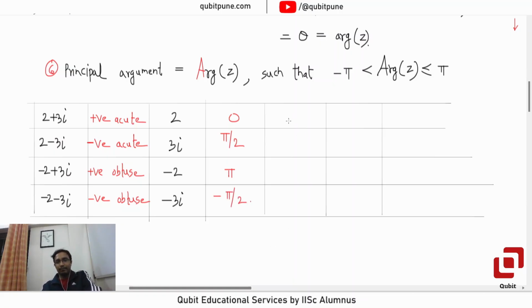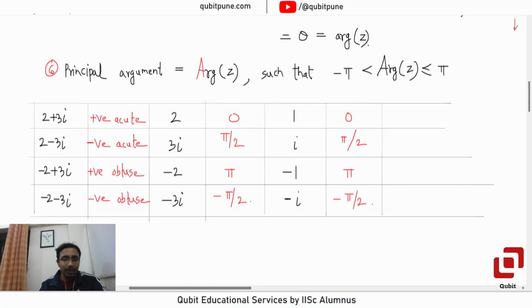Okay. Well, now 4 more: 1, i, minus 1, minus i. These numbers are particularly important. 1, 0; i, pi by 2; negative 1, pi; and negative i, negative pi by 2. Have you understood what is principal argument?